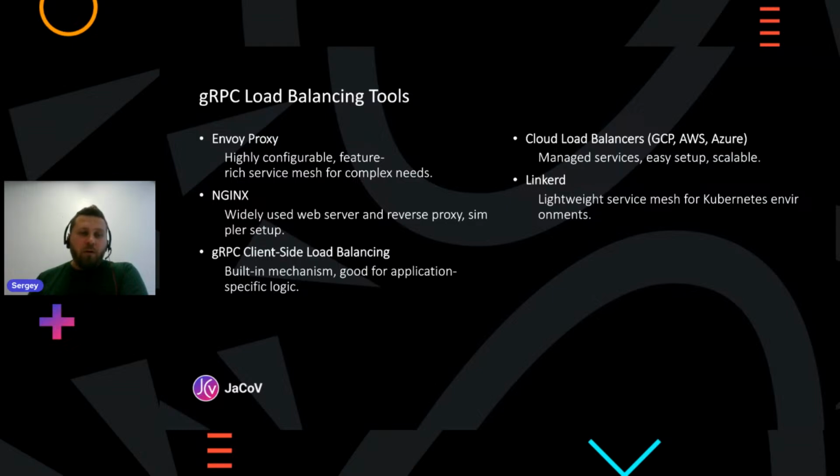So you have a bunch of other tools and a few load balancing tools. Some of them are on Nginx, a widely used web server and reverse proxy. It has a simple setup. gRPC client-side load balancing, so gRPC has some built-in mechanism, so it's good for some specific cases. Main cloud providers have their own load balancer that works pretty well with gRPC. So AWS, GCP, and Azure provide them for sure.